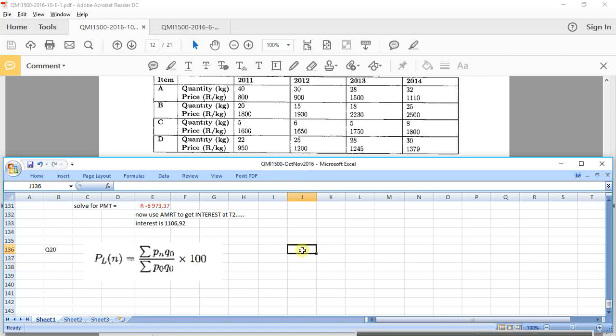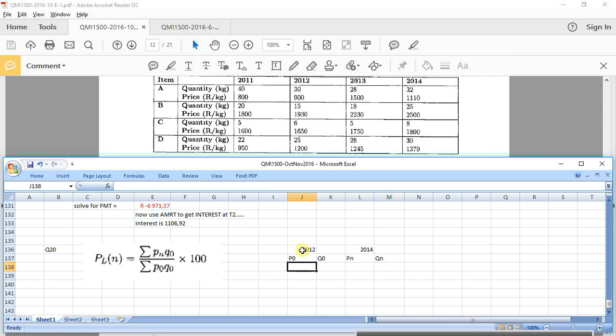I need to write down these values: 2012, 2014. I'm also going to need this. Price, so that'll be P0, and this will be Q0. This will be Pn, and it'll be Qn. Does that make sense? Yeah.